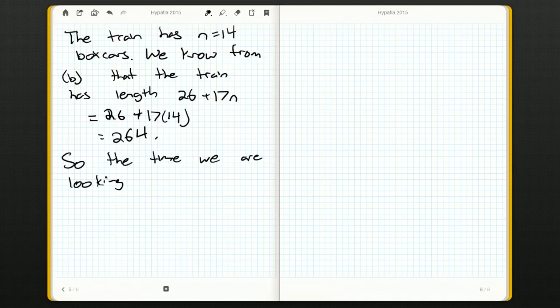And so once again, as I said, the time we're looking for is just going to be x divided by, so this should be meters, x divided by 1.6 meters per second. Well, now we know what x is. Okay, so 264 divided by 1.6 is 165 seconds. These meters cancel out and the seconds come up on top.